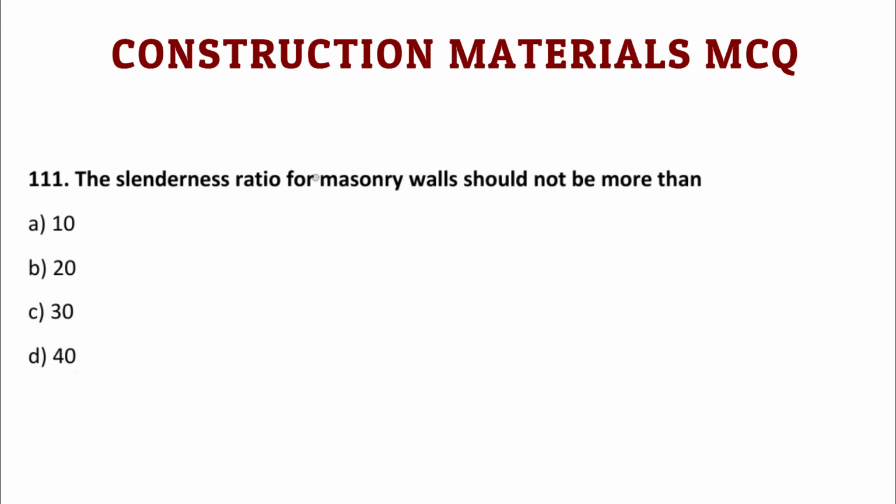So next question, the slenderness ratio for the masonry wall should not be more than option A 10, option B 20, option C 30, option D 40. So the correct answer is option B 20.